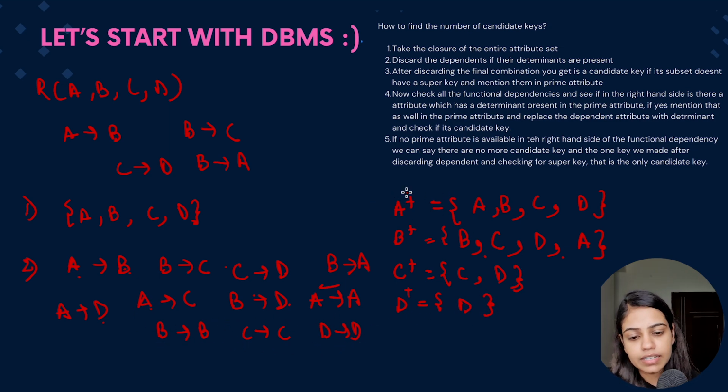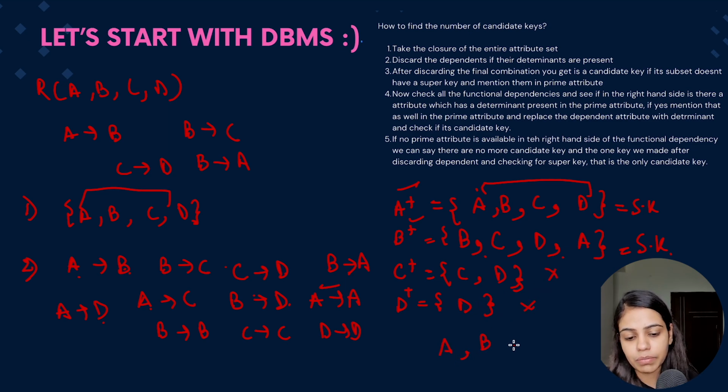From here we can see that A closure and B closure have all the attributes present in our relation or table. So we can say that A is a super key and B is also a super key. Since C and D closures do not have all the attributes, we are discarding them. So from here we got to know that A and B are super keys. Now we have to find the power set of this. So let's find the power set. The power set of A, B, C, D will have 2 to the power 4, that is 16 sets.